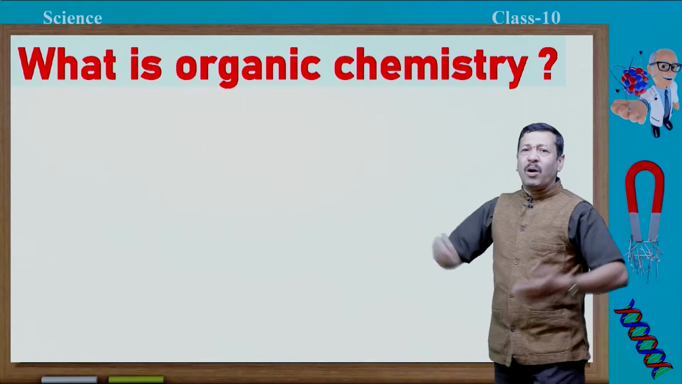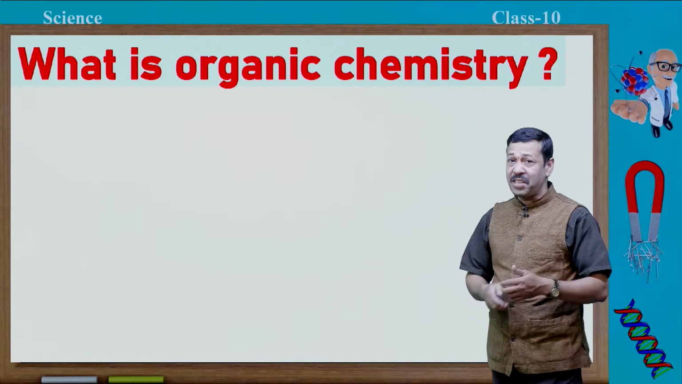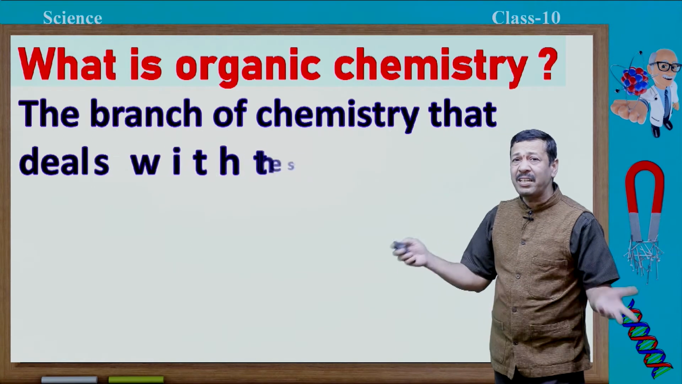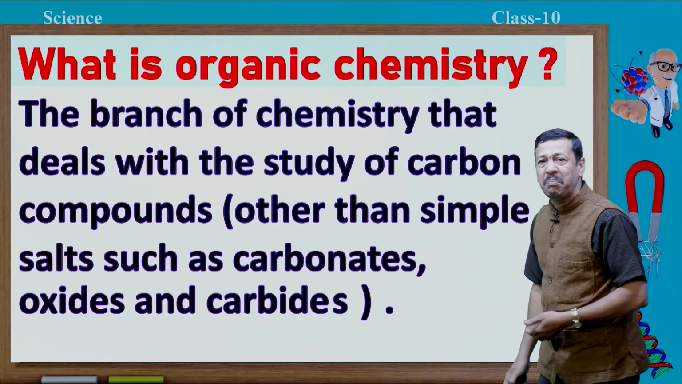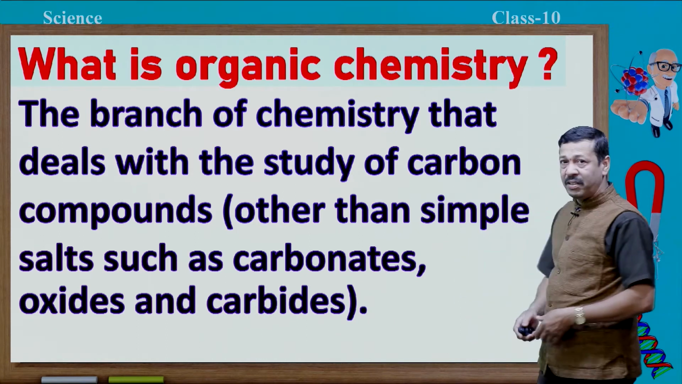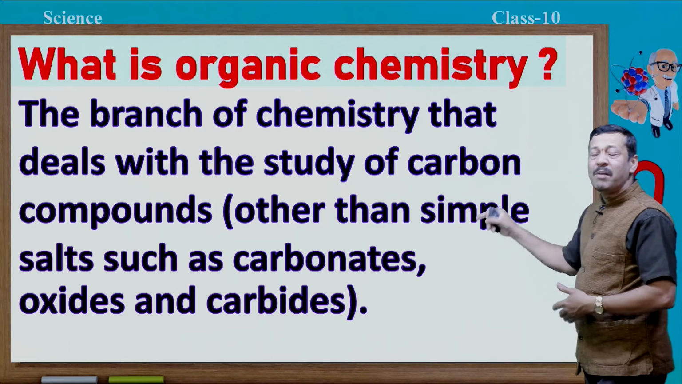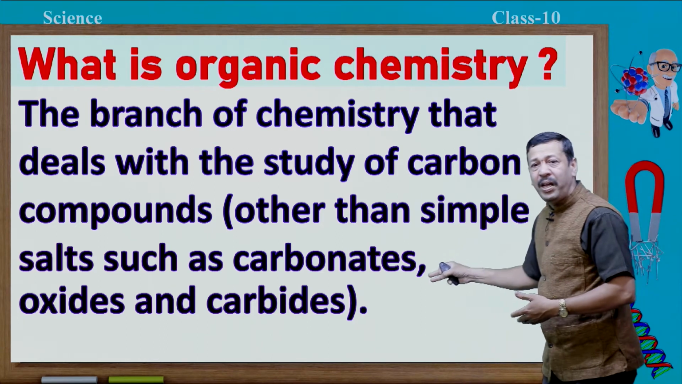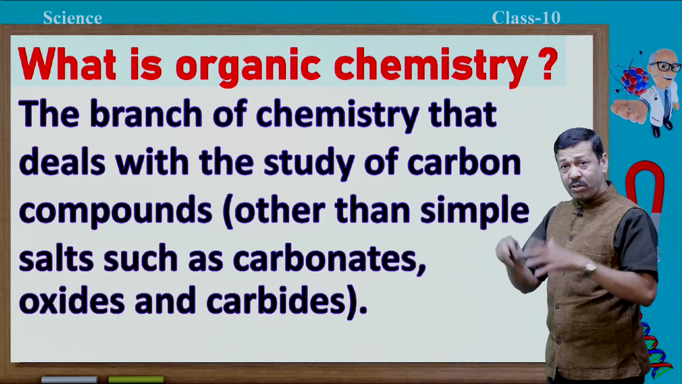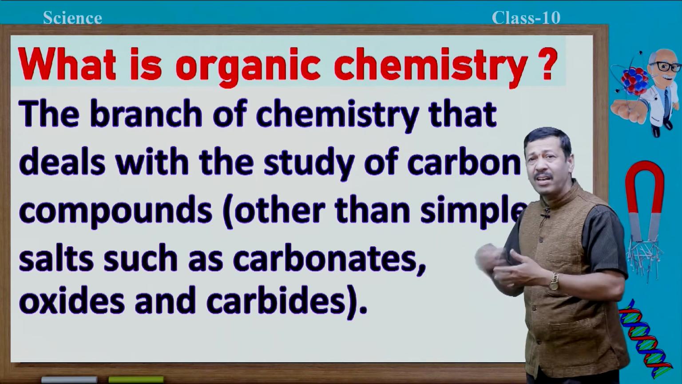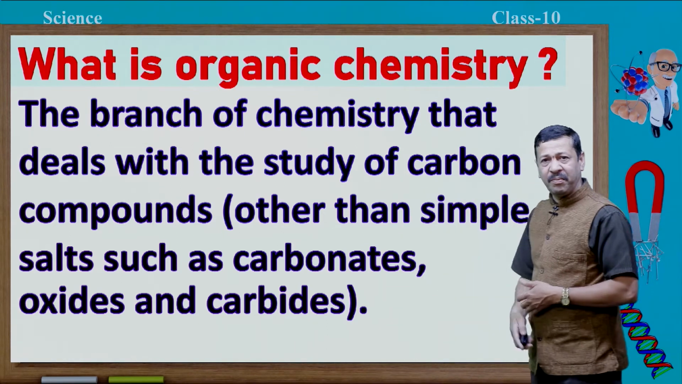Now, what is the study of carbon called? The study of carbon is called organic chemistry. It is the branch of chemistry that deals with the study of carbon and its compounds. Remember, excluding simple molecules like carbonates, oxides and carbides, all other carbon compounds are studied under organic chemistry.